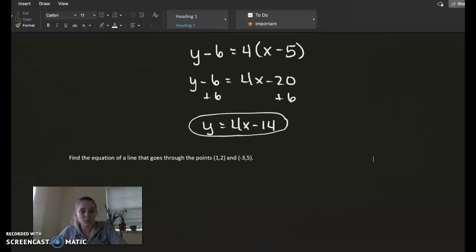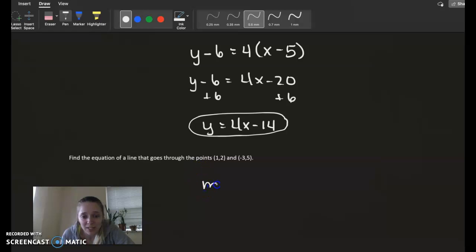So then, what if you're given a problem where you're supposed to find the equation of the line, but you're not even given the slope? All you're given are 2 points that the line goes through. Well, thankfully, if we're given 2 points, we know how to find the slope. So first thing I'm going to do is actually find the slope.